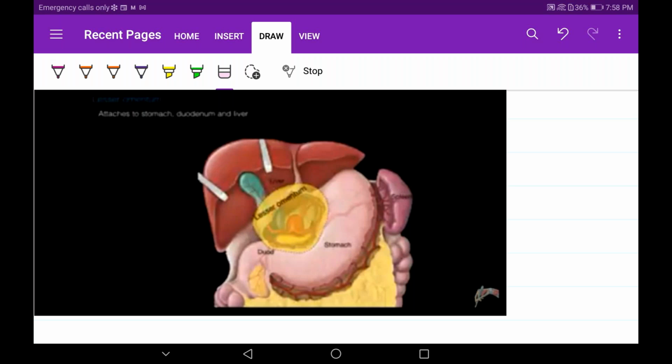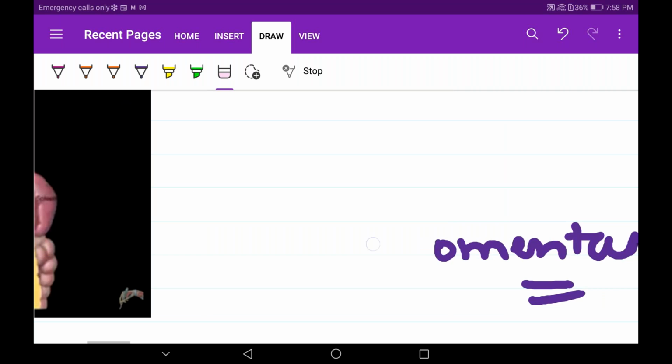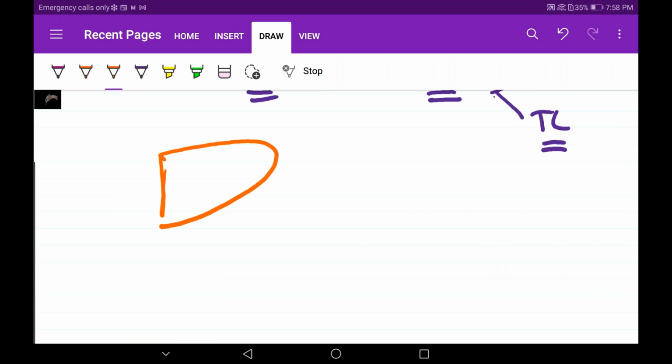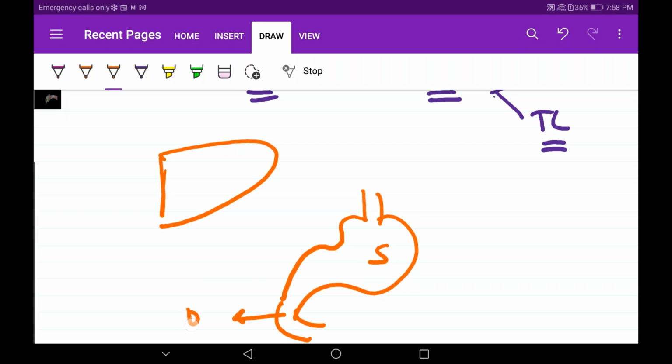Now just observe, my friends, in this diagram, or I will just redraw the diagram for you. This is the liver, this is the stomach we have drawn, right? In the last part here we'll have the duodenum. This is the stomach, this is the duodenum. So now this omentum which is coming from above, this whole lesser curvature is covered or not? Yes, the whole lesser curvature is covered by the lesser omentum.